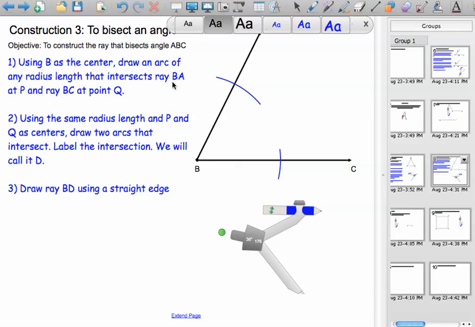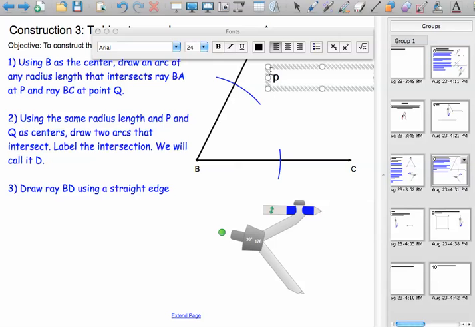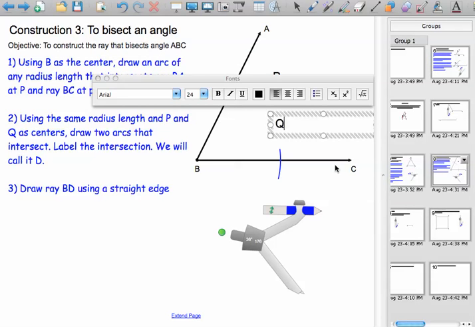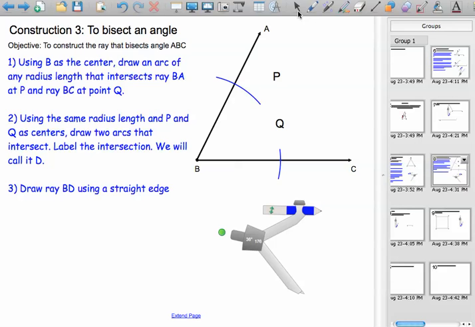So ray BA, we said we're going to label P, so we're going to call that point P. And ray BC, we said we're going to call point Q. So we'll put those points here. You have to label the points of intersection. Okay? Now don't erase anything.